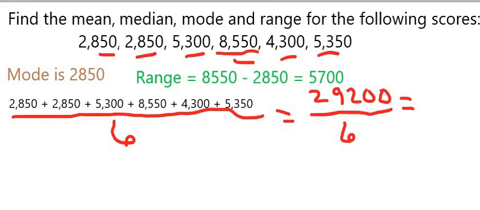And then dividing this number here by 6 gives us 4866.66, or I'm just going to say 4867. I'm just going to round it to the nearest integer. So 4867.